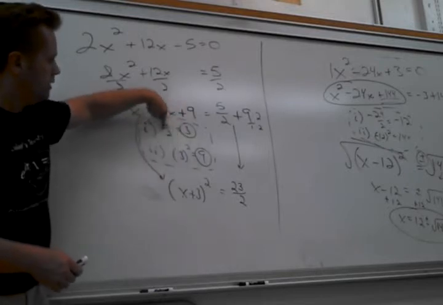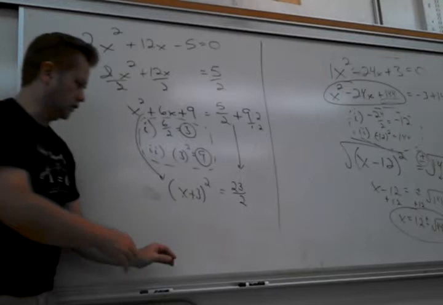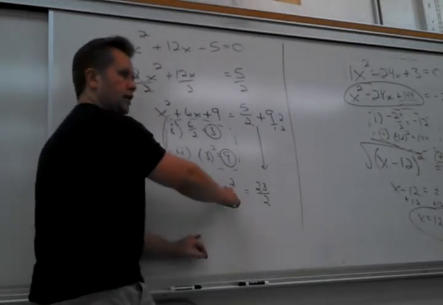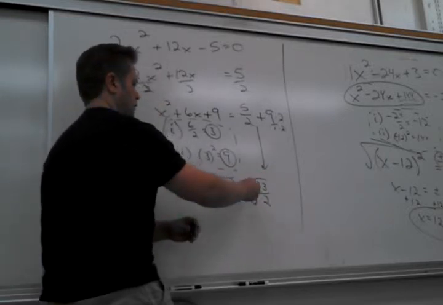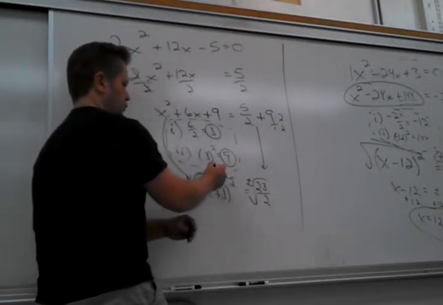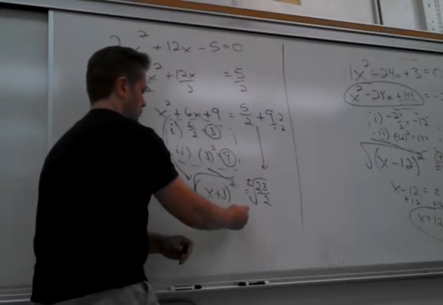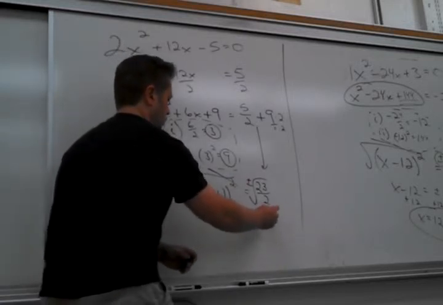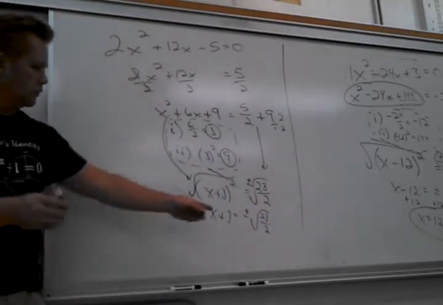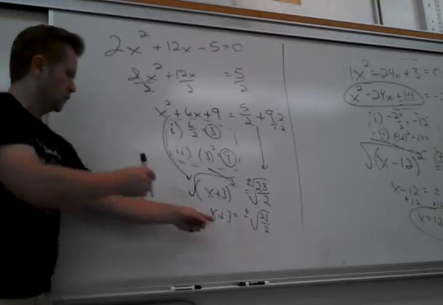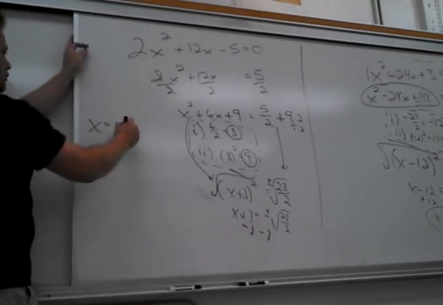And now that I've done this and I've got it in this form, I can do what? Take a square root. That's the beauty of putting it like this. Because now if I take a square root, put a plus or minus, the square root and the square cancel. Can you do the square root of 23 over 2? No, so you don't even care about it. I'm not going to worry about rationalization. Subtract 3. So you get x equals negative 3 plus or minus that.